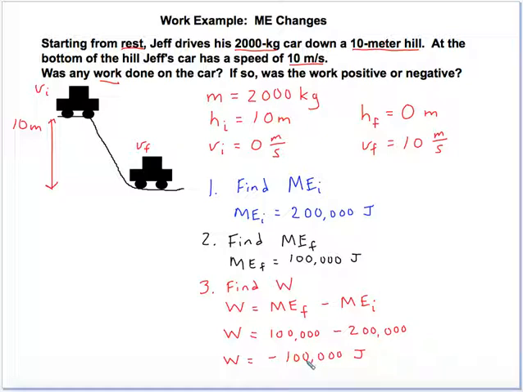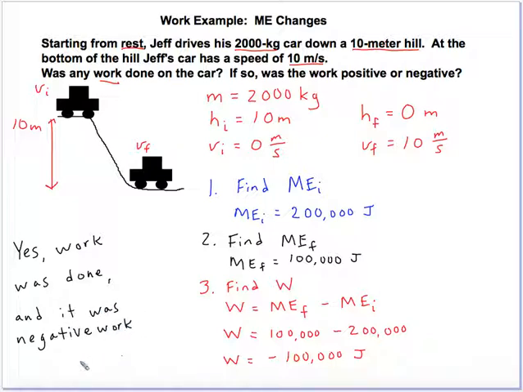So there was work done, and it was negative. So I'll write that over here. Yes, work was done. And it was negative work. Remember that negative work means energy was taken away. And in this case, it was taken away by friction. So friction caused some negative work.